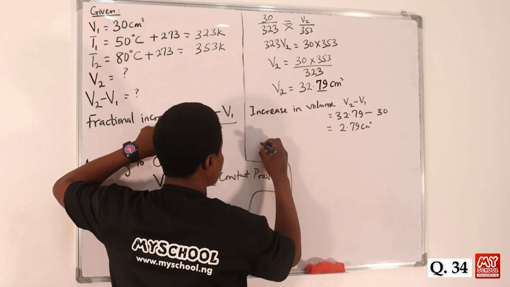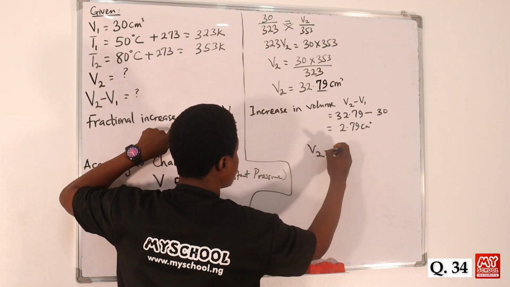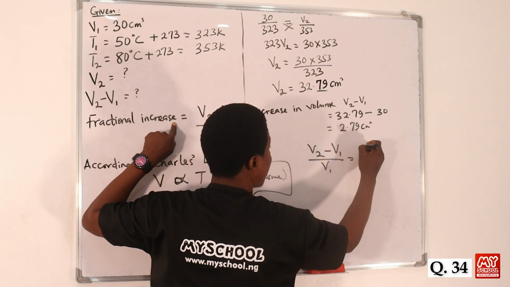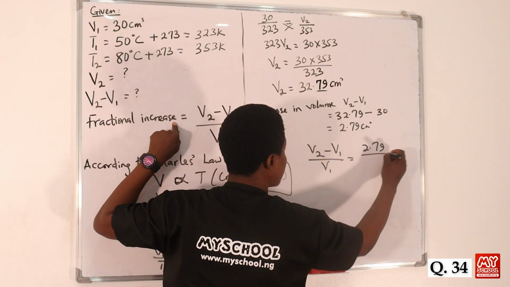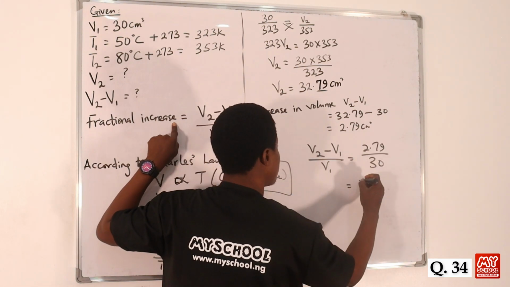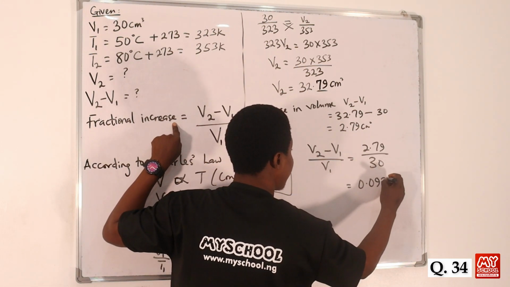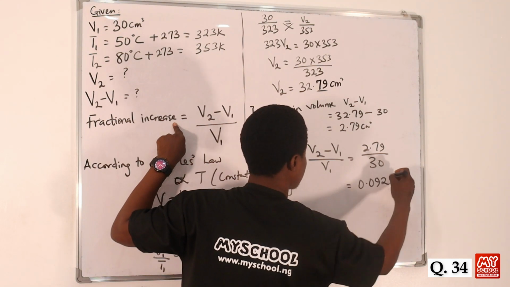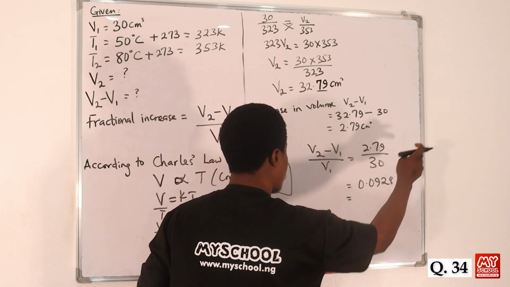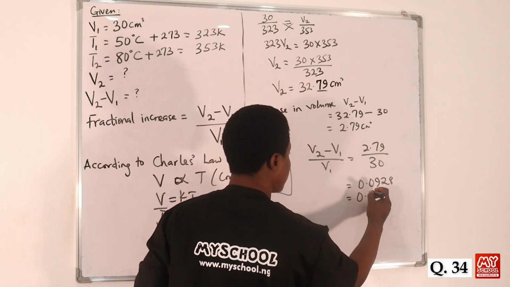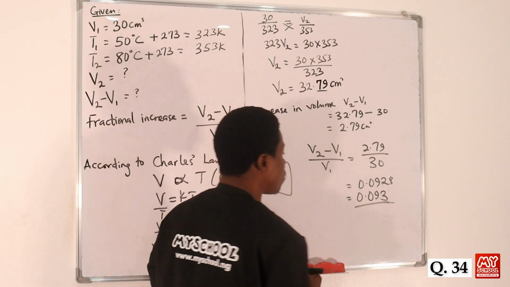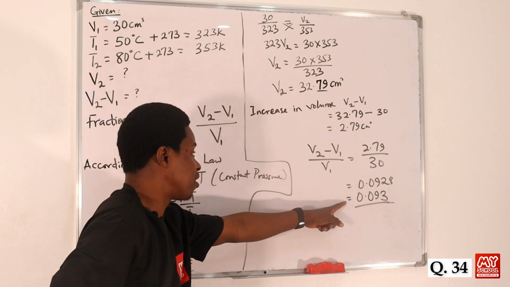The fractional increase, and we said the fractional increase should be V2 minus V1 over V1. We already had V2 minus V1 to be 2.79, divided by V1, which is 30. By the time you punch your calculator, you should have 0.0928. By the time you round this up, of course, we have approximately 0.093.